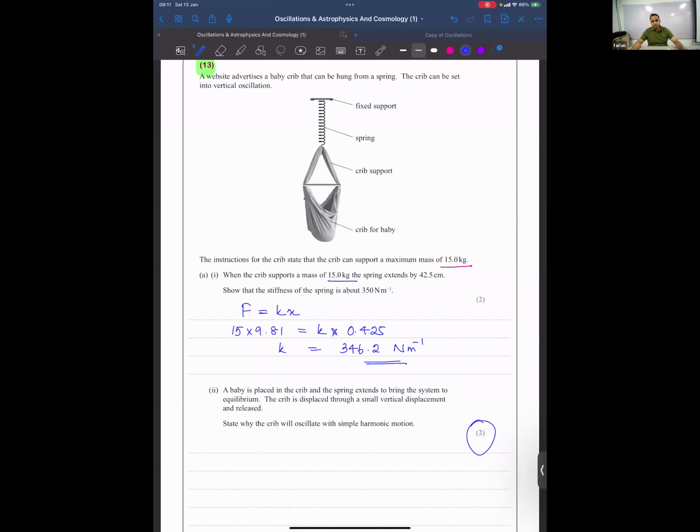So whenever they ask why it is simple harmonic or how it is simple harmonic, you need to mention these 2 details. State why the crib will oscillate with simple harmonic motion. The acceleration will be directly proportional to the displacement, and acceleration and displacement will be in opposite directions.